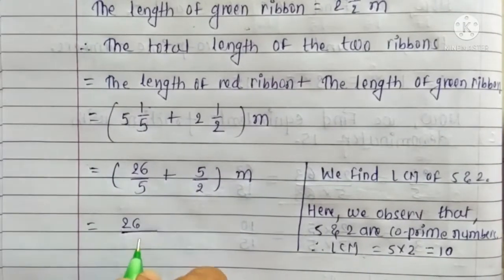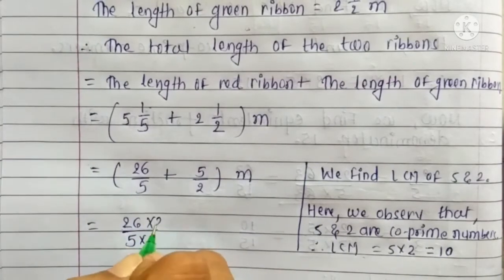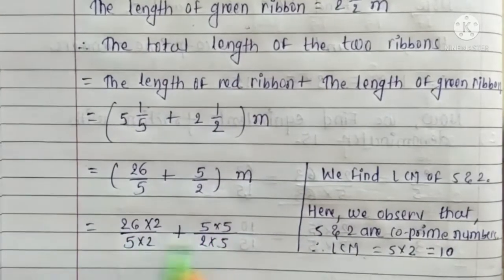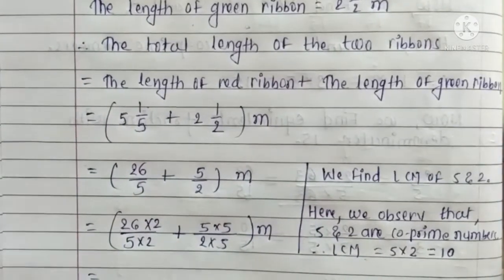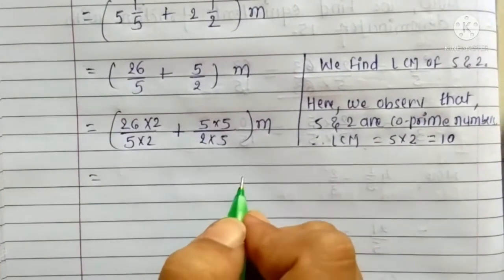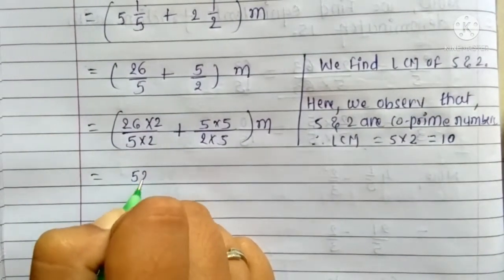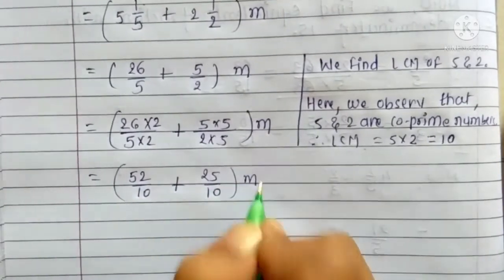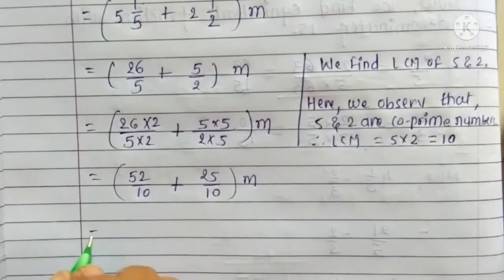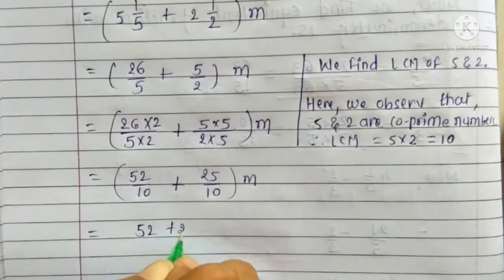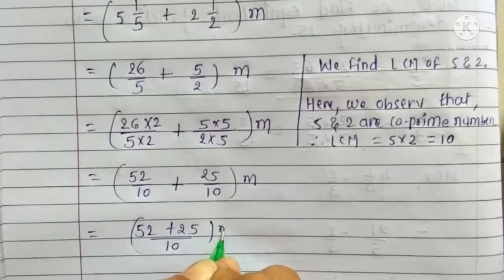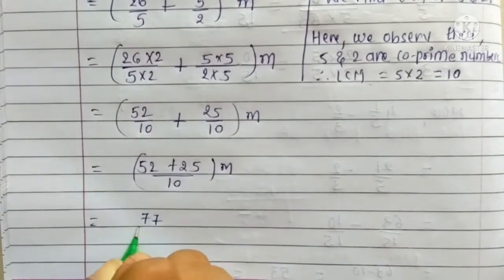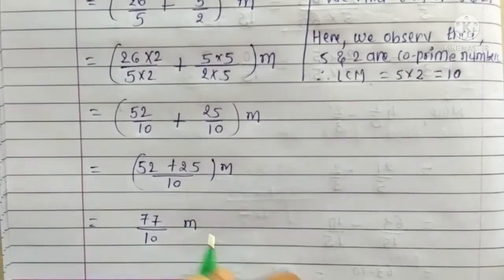Now we find equivalent fractions of above fractions with denominator 10. This is equal to 52 upon 10 plus 25 upon 10. Here we observe that denominators are equal. So we add numerators. Addition of the numerators is 77. So we get fraction 77 upon 10 meter.